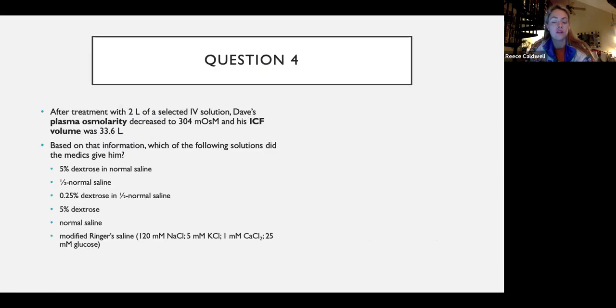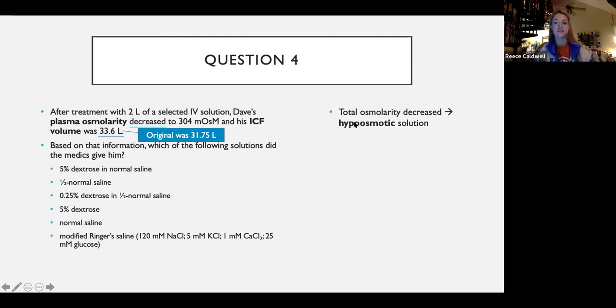All right. So now looking at question 4, we see that he was treated with 2 liters of a selected IV solution. And we're left to determine what that solution was out of these 5 options. So what we see is that his plasma osmolarity decreased to 304 milliosmoles, and his intracellular fluid volume was 33.6 liters after he was treated with the selected IV solution. If you remember back, the original ICF volume was 31.75. So if you look back at that chart, it was 31.75 or 31.73 liters.